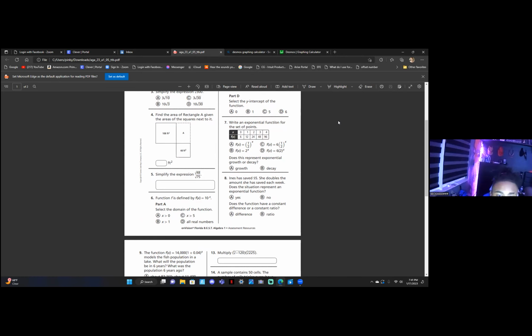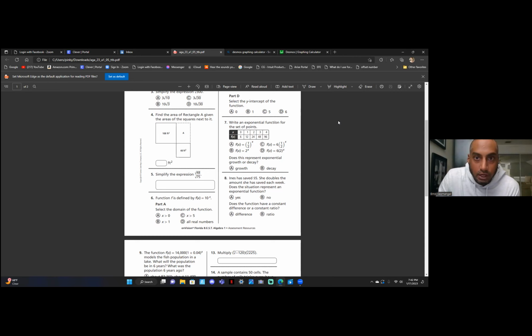I'm sorry, I zoomed out. You said, is it growth or decay? It's growth. Why is it growth? Isn't it because the numbers are inclining? It's okay, there ain't no dumb answers. The numbers are inclining. They're increasing. Which numbers are increasing? The y, exactly. The y, right? So that's got to be growth.